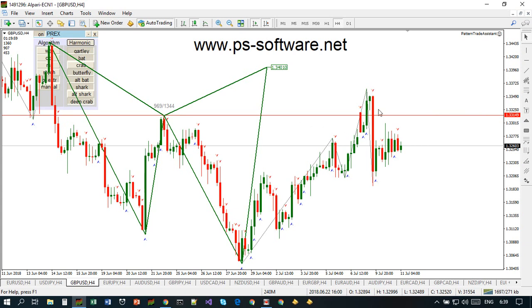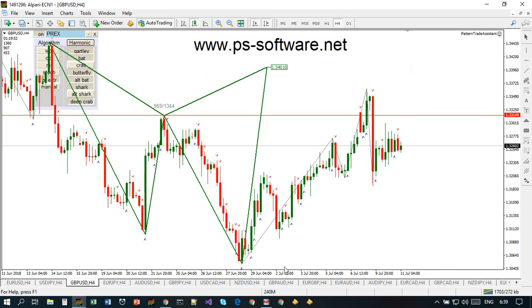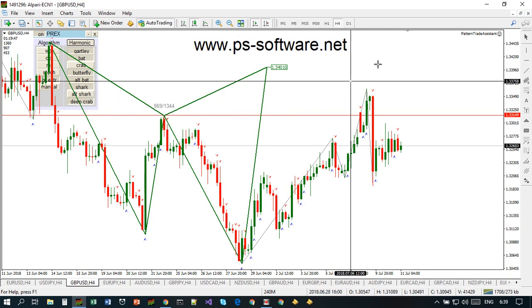So what it tells me is that the price will most likely move to complete the pattern rather than invalidate it. So the invalidation is here if we go below the C point of a shark pattern.